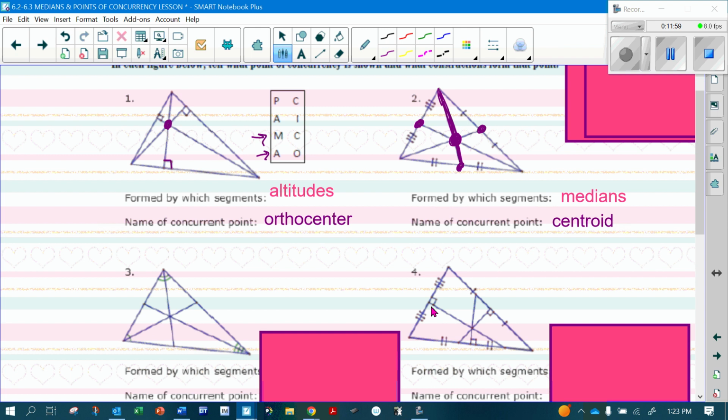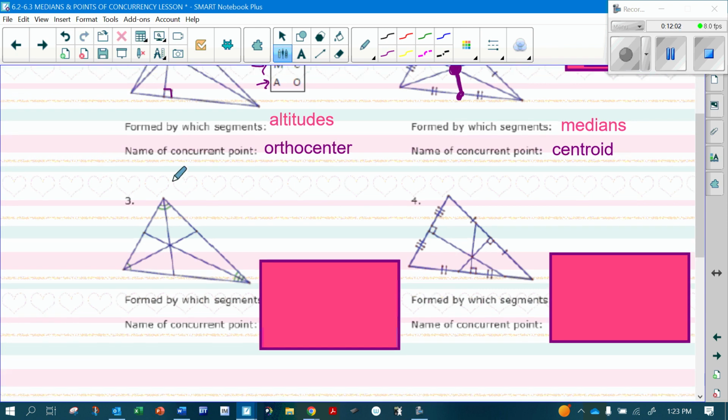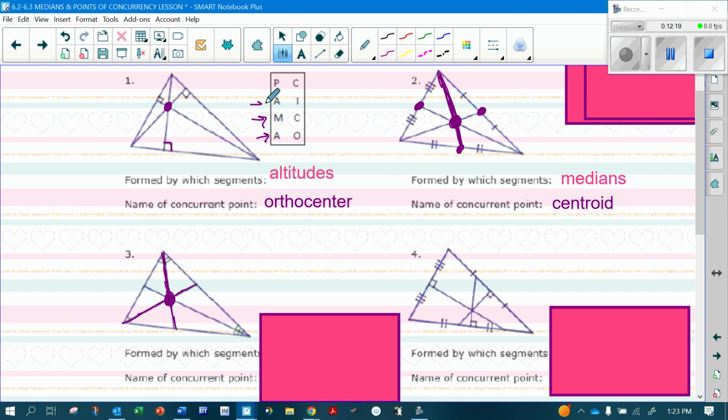All right, so let's look at the last 2. Well, right away, if they have angle marks, that's automatically going to be an angle bisector. So this is an angle bisector. This is also an angle bisector, and this is also. So this is going to be an incenter because angle bisectors create incenters.